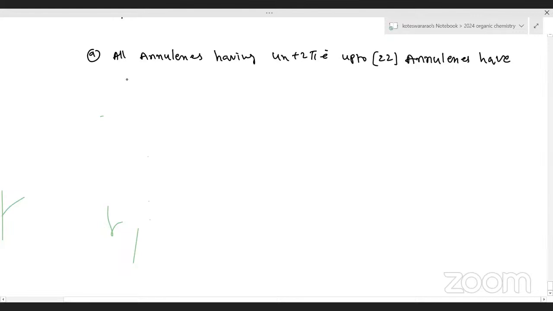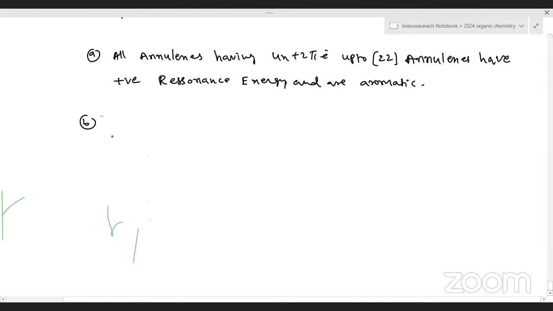the first point is that all annulenes with 4n plus 2 pi electrons, up to 22 carbons, have positive resonance energy and are aromatic.